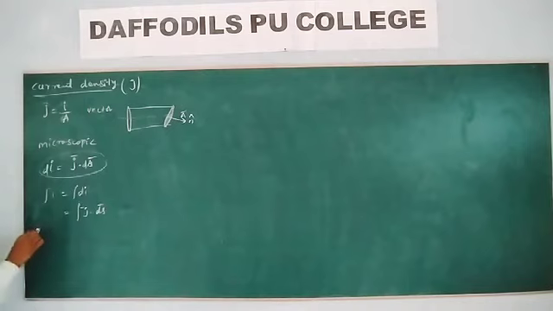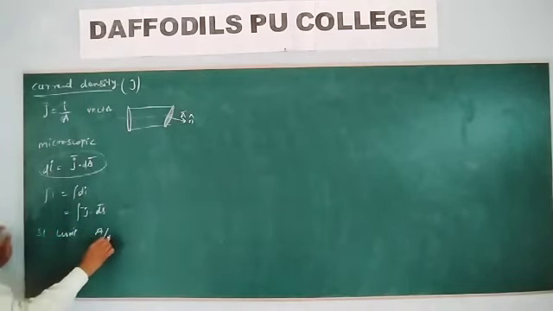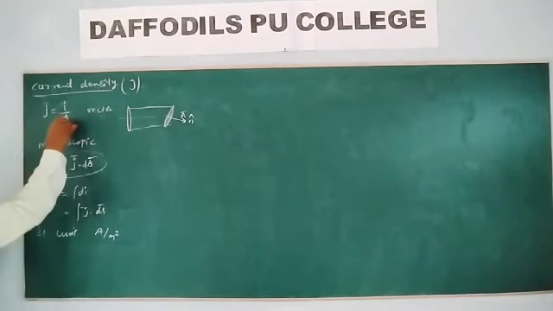What would be the SI unit? The SI unit is ampere per meter square.